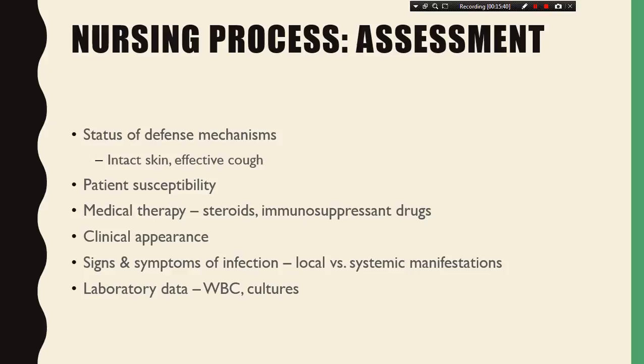Laboratory data that we might be looking at to see if somebody has an infection would be an elevated white blood cell count. A normal is somewhere between 5,000 to 10,000. So if it was over that and they also had these signs and symptoms of infection, then we could conclude that they most likely have an infection. Cultures, we can check their blood, we can check urine, we can check stool, we can check their sputum that they cough up.